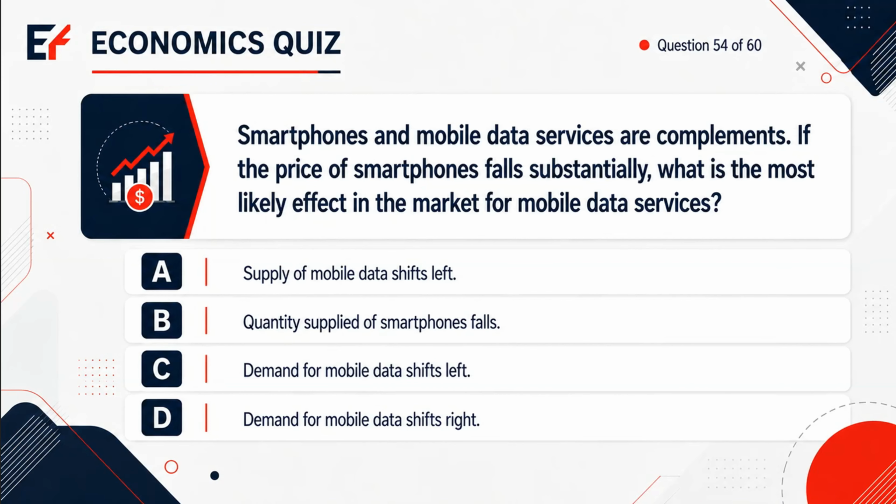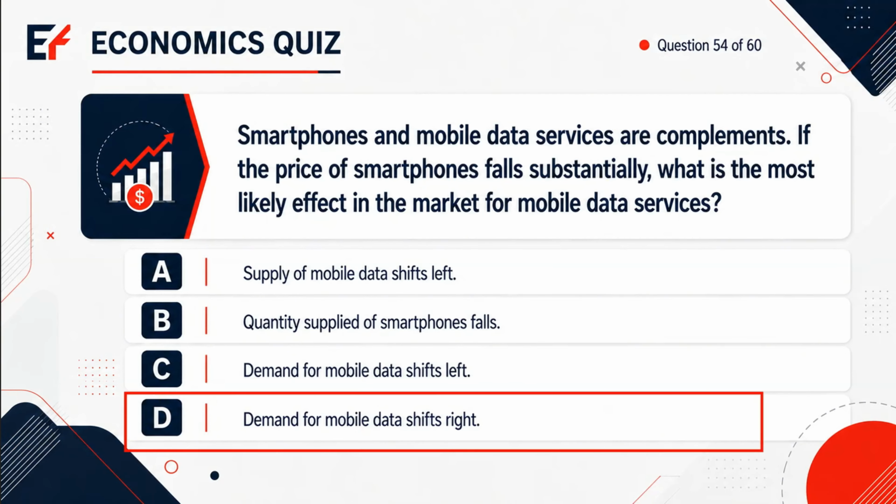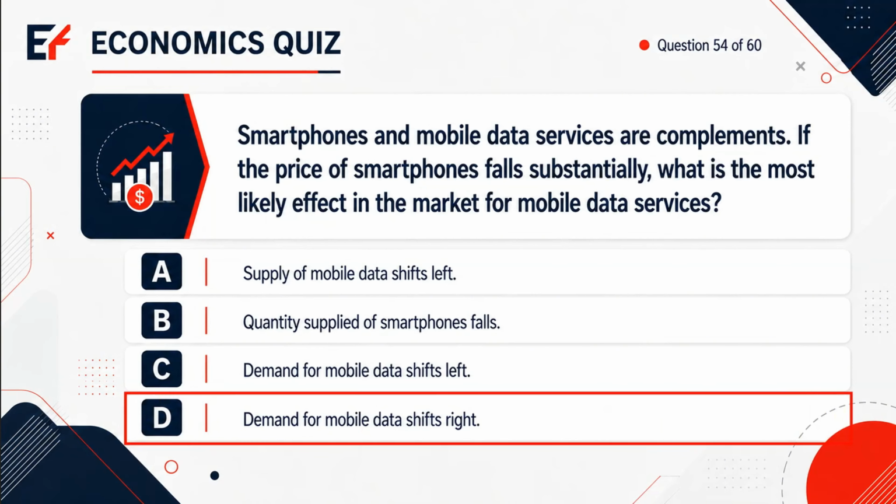Question 54. Smartphones and mobile data services are complements. If the price of smartphones falls substantially, what is the most likely effect in the market for mobile data services? A. Supply of mobile data shifts left. B. Quantity supplied of smartphones falls. C. Demand for mobile data shifts left. D. Demand for mobile data shifts right. The correct answer is D. Let's connect the two markets clearly.